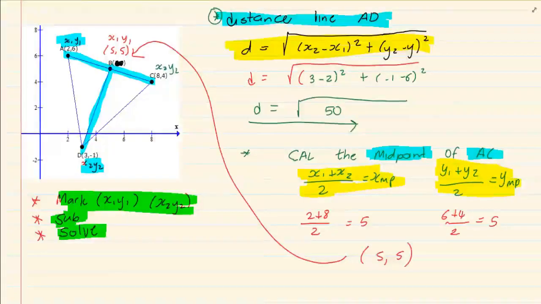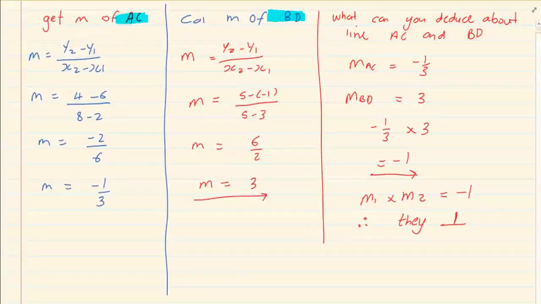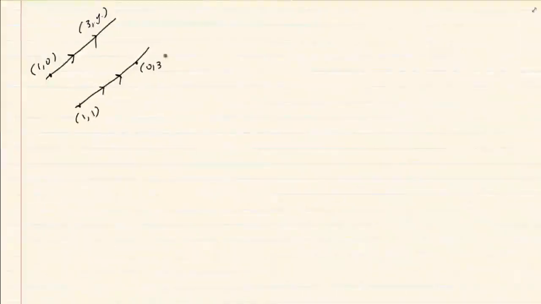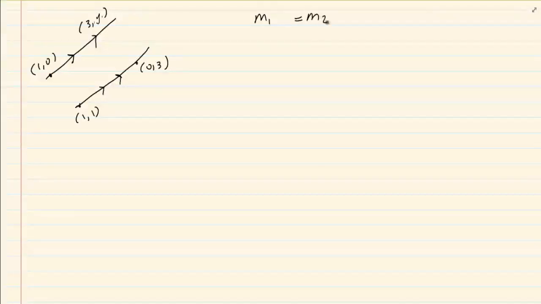The next thing we learned was the gradient. Again, the formula for the gradient is m is equal to y2 minus y1 over x2 minus x1. What we also know is that m1 times m2 is equal to negative 1 would mean that the two lines are perpendicular. They are 90 degrees to each other. Now, besides this, what else we have in our summary is parallel lines. Right. What we know from parallel lines is that m1 is equal to m2.